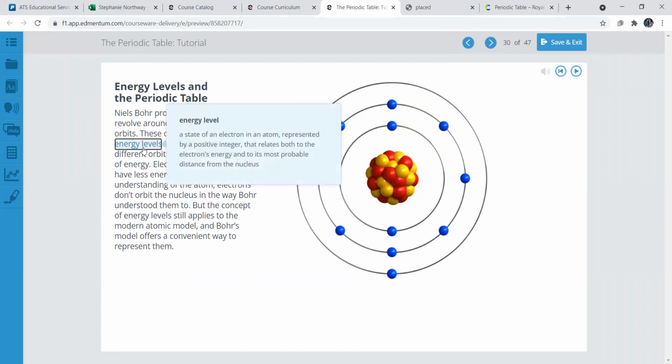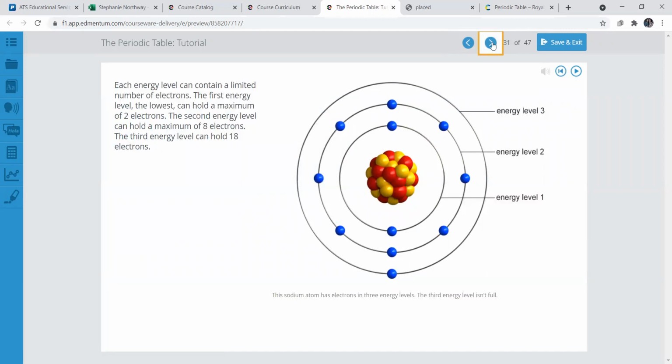So energy levels: a state of an electron in an atom represented by a positive integer that relates to both the electron's energy and to its most probable distance from the nucleus. Pretty interesting. So we have 1 ring, 2, then 3. So energy level 1, 2, and 3. This sodium atom has electrons in 3 levels. And the third energy level isn't full.